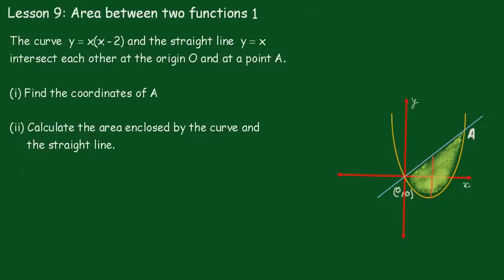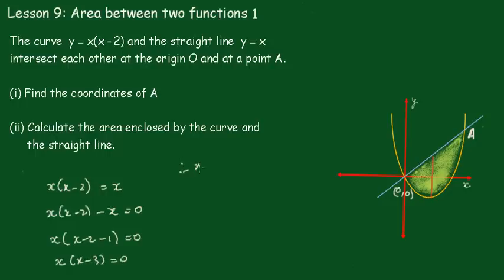So we have y equals x(x - 2) and y equals x. Therefore, x(x - 2) equals x. That is, x(x - 2) minus x equals 0. Taking across the other side, take out x as a common factor. We have x(x - 2 - 1) equals 0. So that becomes x(x - 3) equals 0.